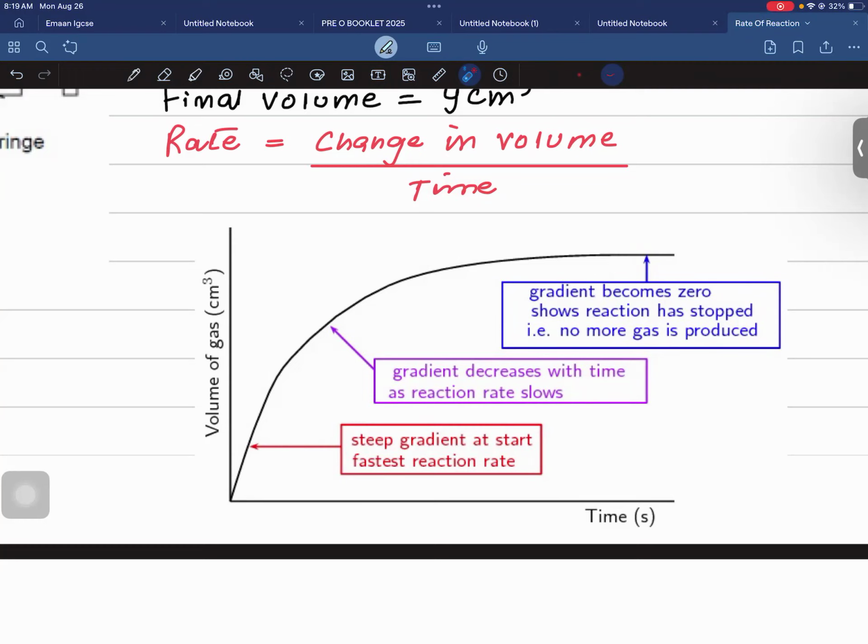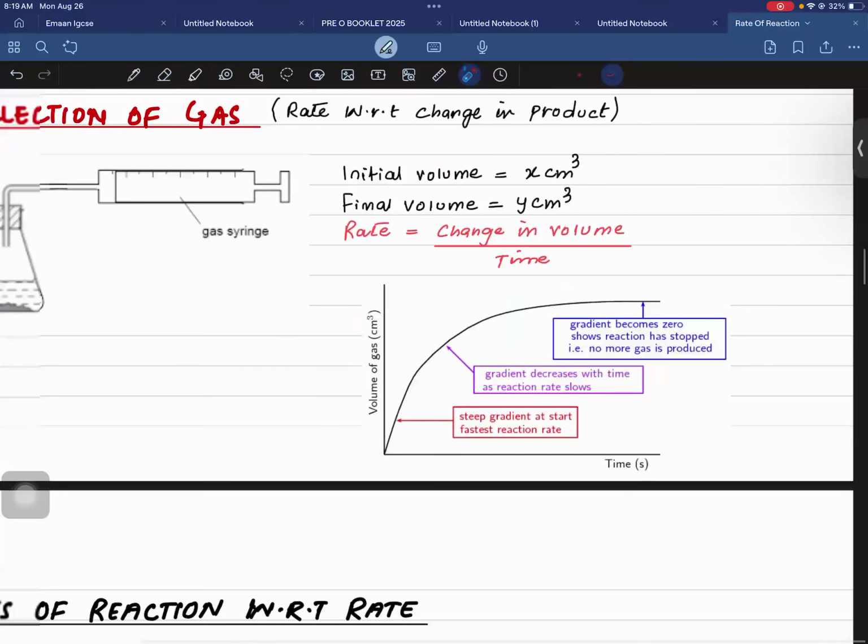And then when the line becomes straight, you can say that the volume is not going to change. So hopefully the reaction has stopped. So this is the curve that would be telling you regarding the rate of reaction. But how did you get this curve? From the data that I told you.